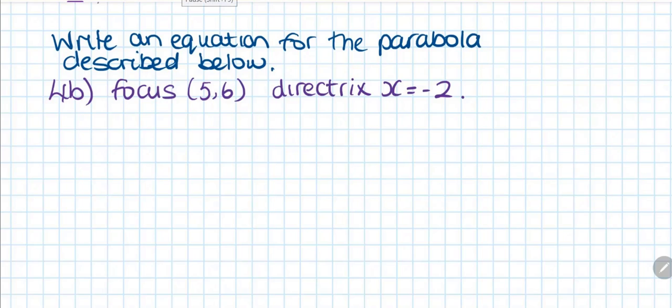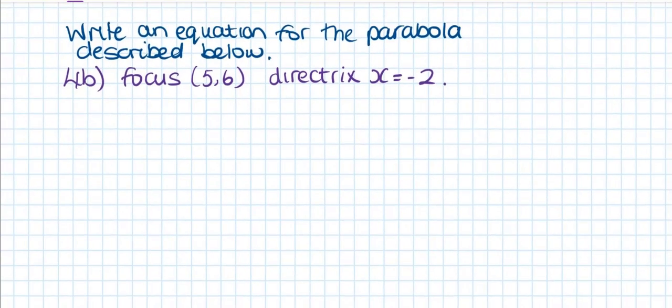So we're asked to write an equation for the parabola described below. The focus is at the coordinates (5, 6), and the directrix is at x equals -2. We don't know the vertex, and we don't know which equation to use. So what we're going to do is just draw an axis and plot these points.